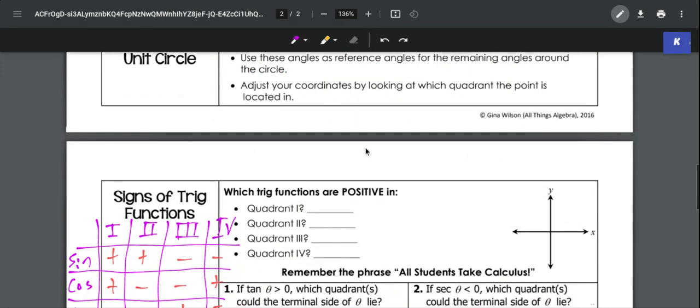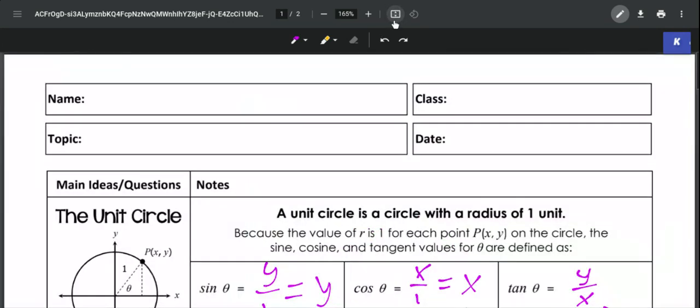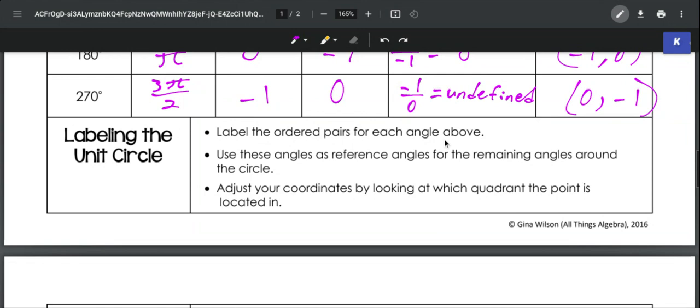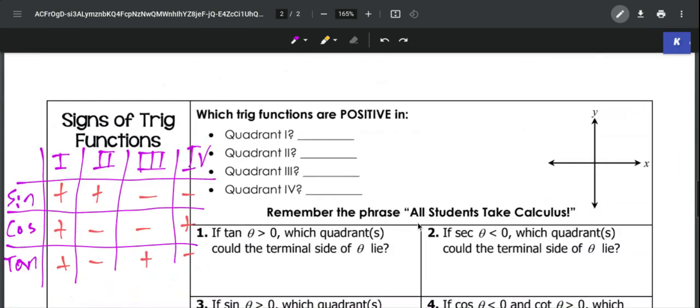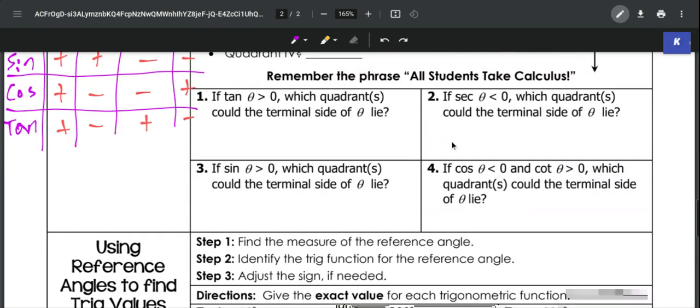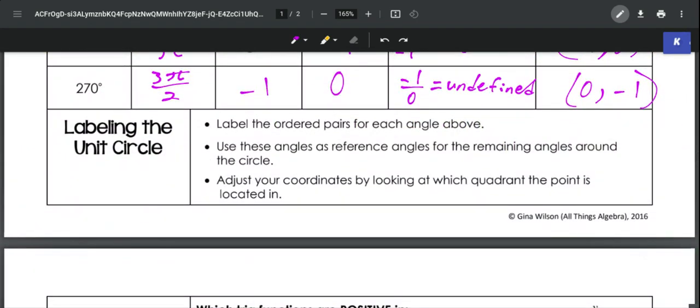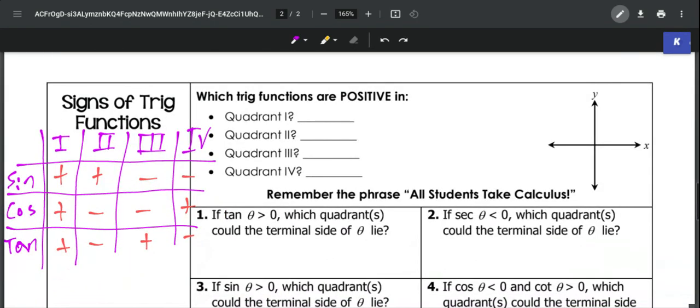But next we need to do a little bit more labeling. So with the unit circle, we can label the ordered pairs above. We can use a reference angle to find the remaining angles. And you'll see here, we're going to get down to some of this, and we'll actually be able to figure out some of these with our reference angles. And that'll be what we do there.